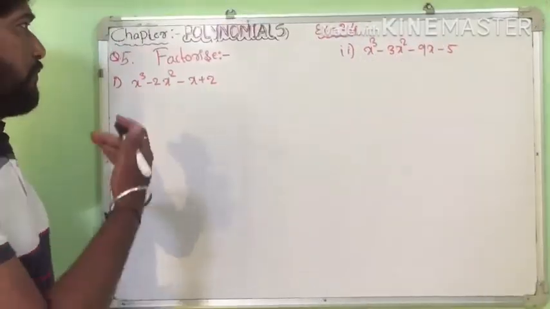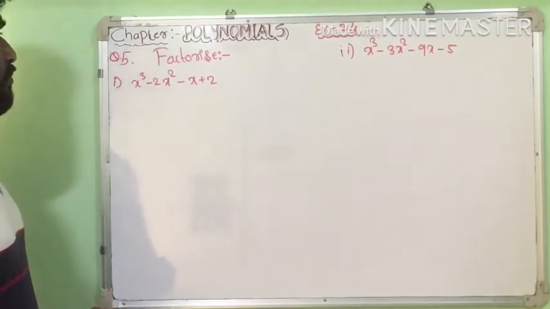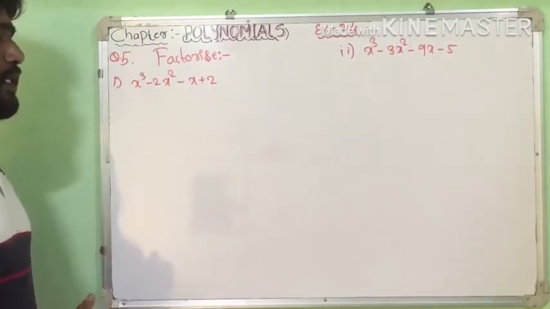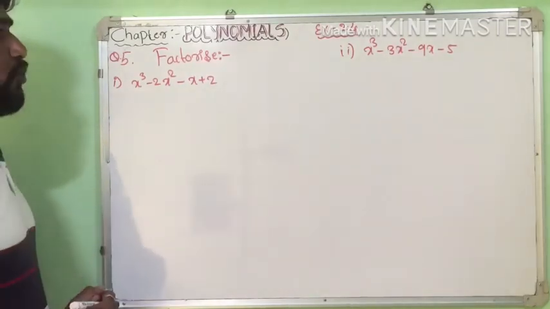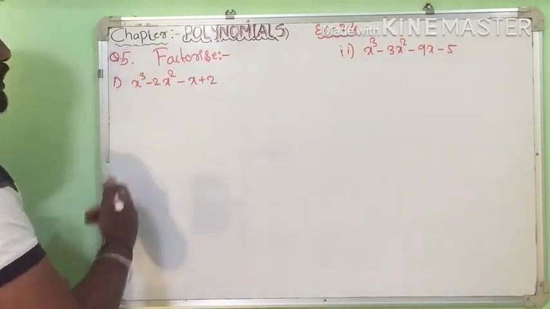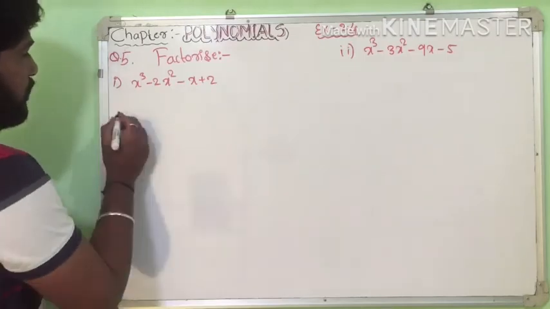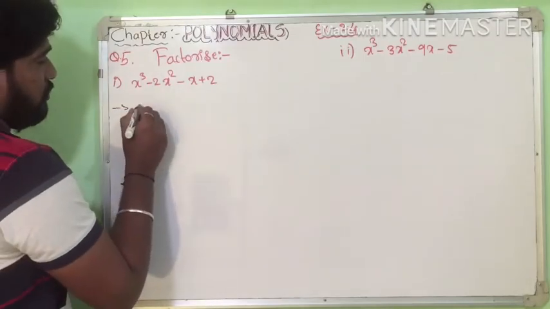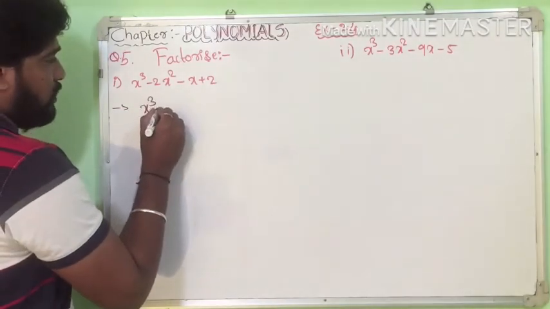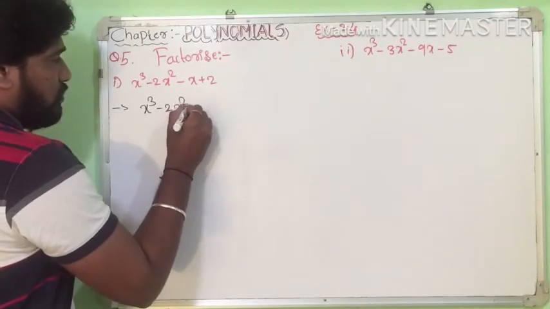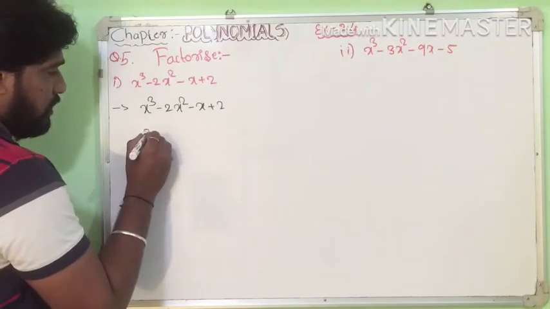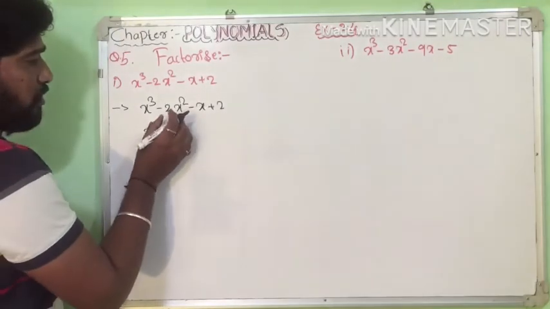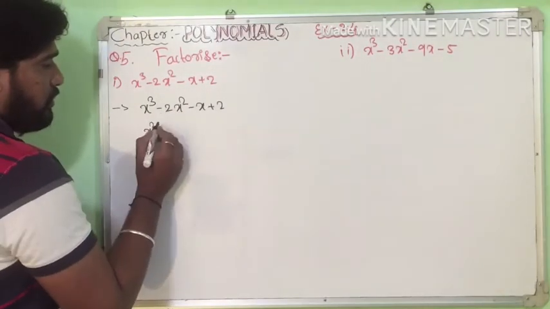Well students, the fifth one is also factorization, but here they have given a cubic polynomial. In the fourth one they gave a quadratic polynomial, and here they have given a cubic polynomial. So this one is also factorization. So here we want to find the factors. So first write down the given polynomial, x cube minus 2x square minus x plus 2, right? So I will make some modification here, right?